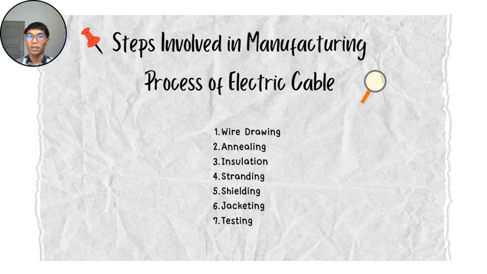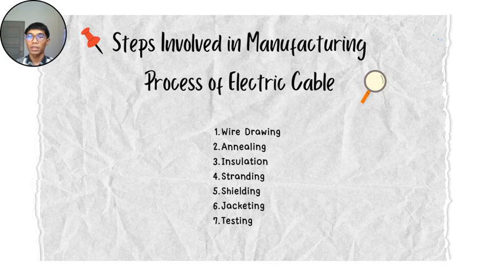There are 7 steps. The first one is wire drawing. The process starts with the raw copper or aluminium wire. The metal is drawn through a series of dies to reduce its diameter to the required size for the wire. The second is annealing. This process involves heating the wire to soften it and improve the ductility, making it more suitable for the subsequent insulation process.